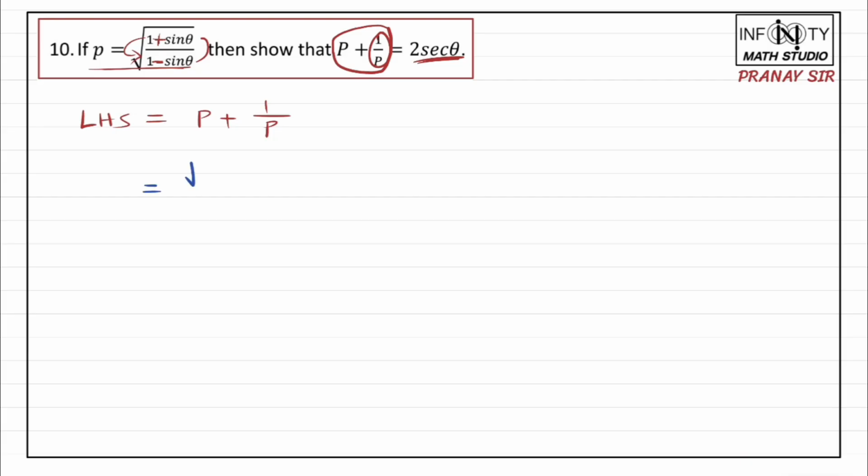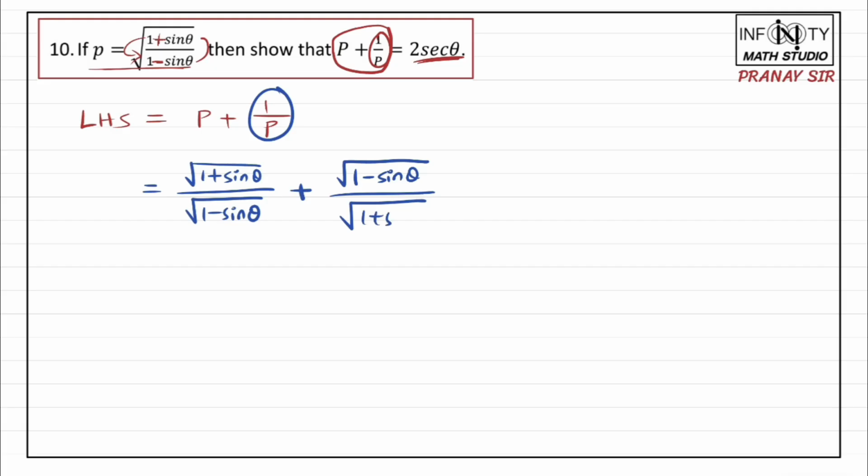Now here let us substitute the values of P first. P is equal to under root 1 plus sine theta by under root 1 minus sine theta. I separated the root for the numerator and denominator separately. Now 1 by P is nothing but the reciprocal, so I interchange the numerator and denominator and write the same: under root 1 minus sine theta by under root 1 plus sine theta. Just interchange the denominators and numerators.